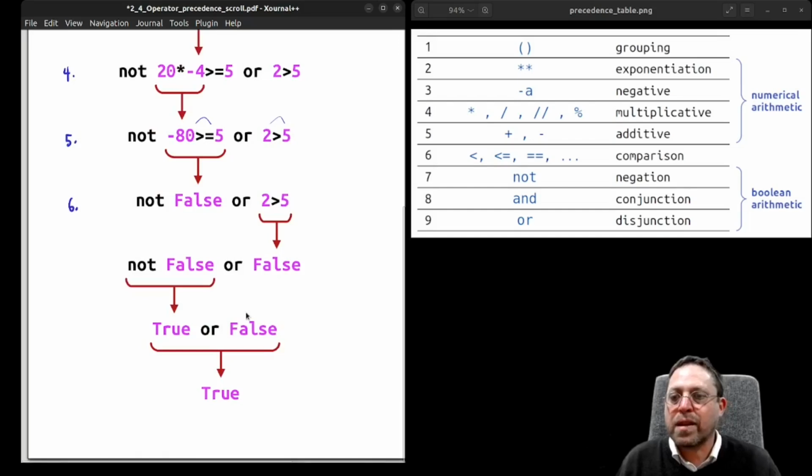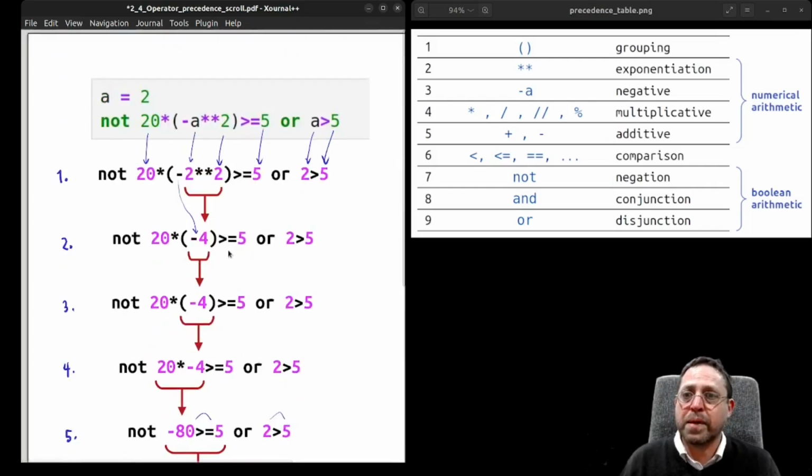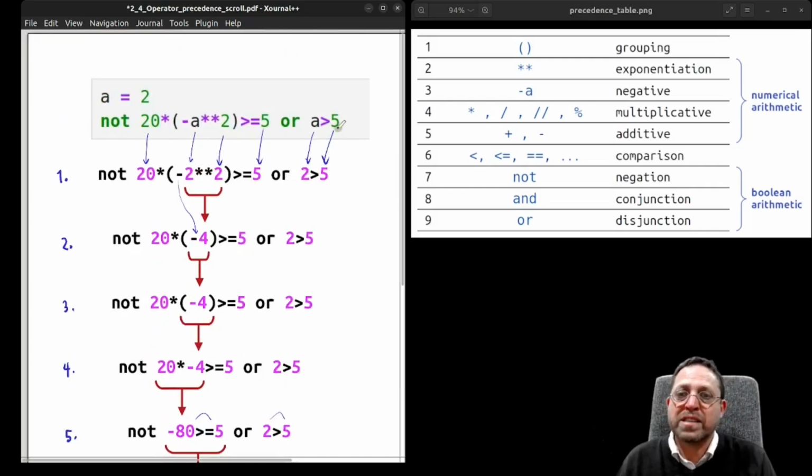Now we have left only a not and an or. And in the table, not is above or. So we do not false first. Not false is true. And then true or false, we look at our truth table, we find that that is equal to true. So we have finished boiling this big compound expression down to the value true.